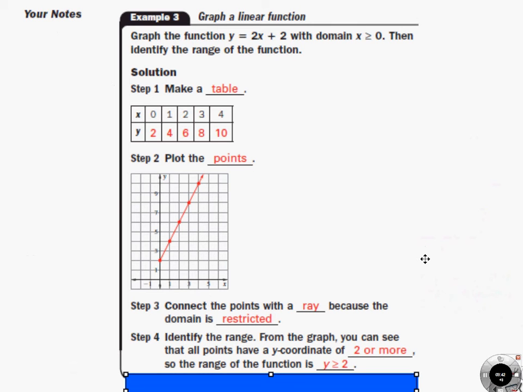Also, what I'd like you to notice here is that my endpoint for the ray is solid. When you have a less than or equal to or greater than or equal to inequality, you should always fill in the endpoint. When you have a less than or a greater than inequality symbol, you should leave that circle hollow.